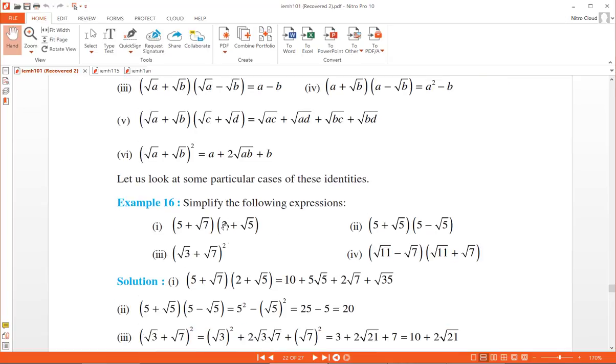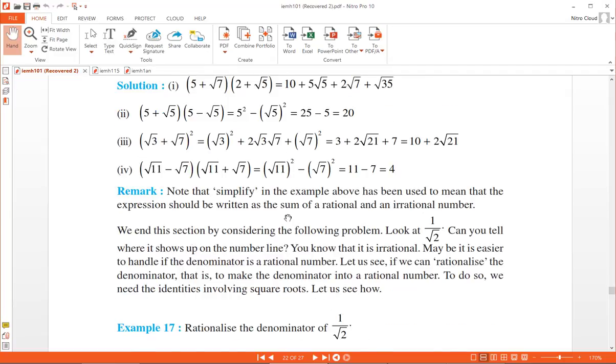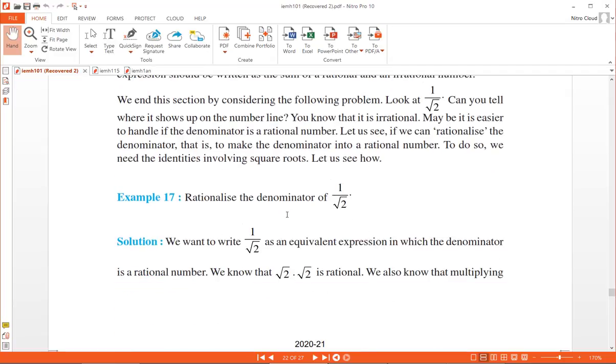Now moving on to the exercise here. So you just need to open it up. 5 into 2, 10 plus 5 root 5 plus 2 root 7 plus root of 35, because root of 7 into root of 5 would be root of 35. Here, so 5 into 5 minus root of 5 square. So 25 minus 5, 20. So you could simply solve these using the normal formula that you remember.